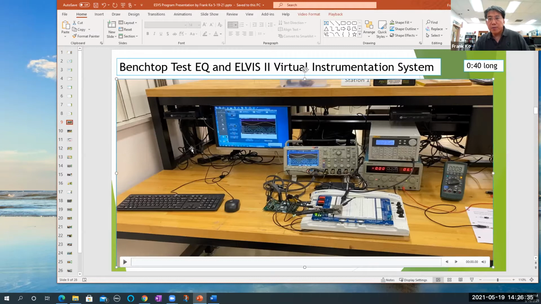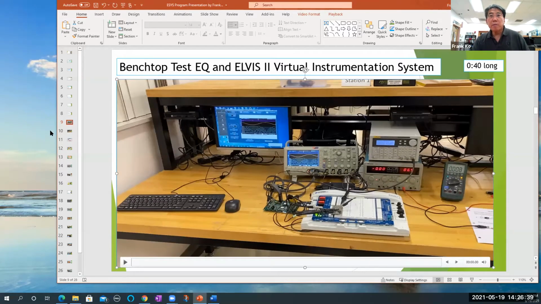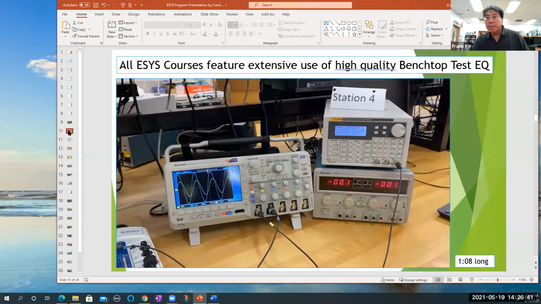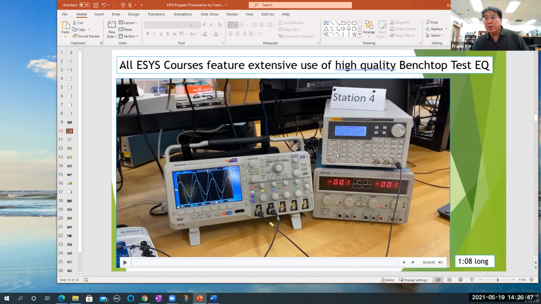And next after this, let's go to here. All right. The benchtop equipment is top notch. Tektronix and Fluke are the best among the industry brands that are out there, well respected in the professional realm. This is the equipment that you'll find in the field. This is the equipment that we have in our laboratories for our students.